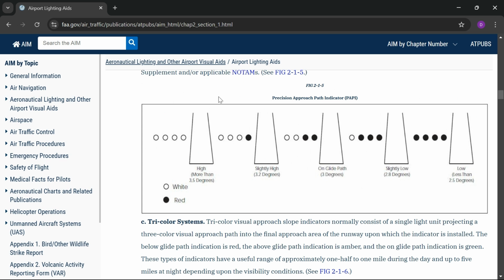So here's an example of a PAPI. So you have 4 white lights, you're high. If you have 3 white lights and 1 red, you're slightly high. If you have 2 white and 2 red, you're on the glide path. If you have 1 white and 3 red, you're slightly low. And if you have 4 red, you're low.